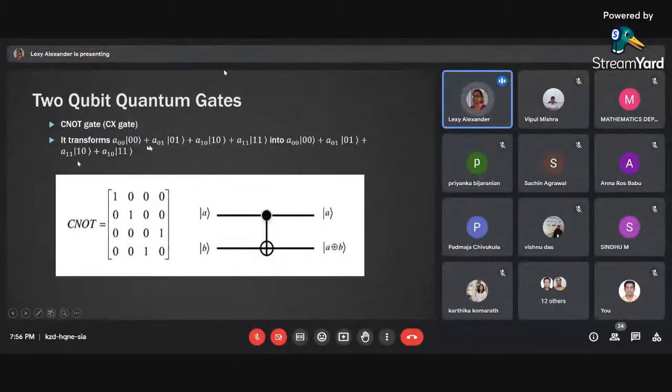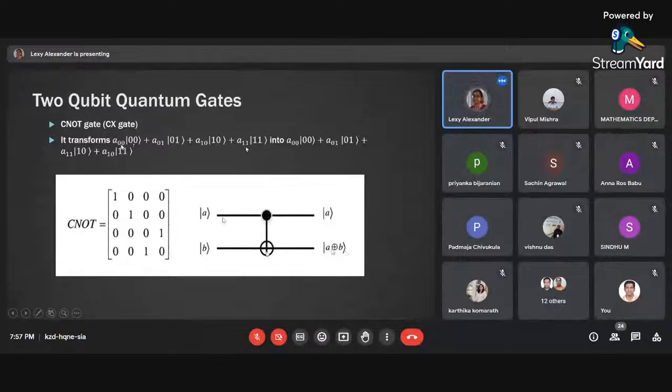So A00, A01, A10, A11 will be mapped to A00, A01, A11, A10. In gate form, it is represented like this. Two qubits, A and B, come in as input. The first qubit's output is unchanged. The second qubit is controlled: if A is equal to 0, B only will come out. So it is A XOR B. If A is equal to 1, then it will be 1 XOR B.